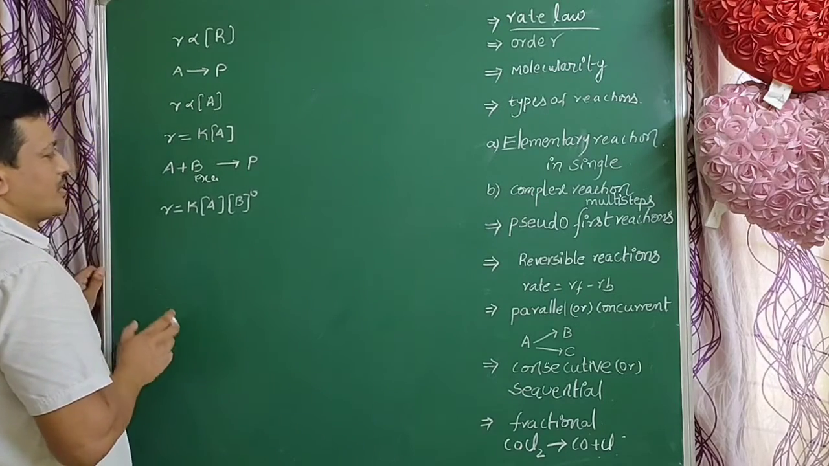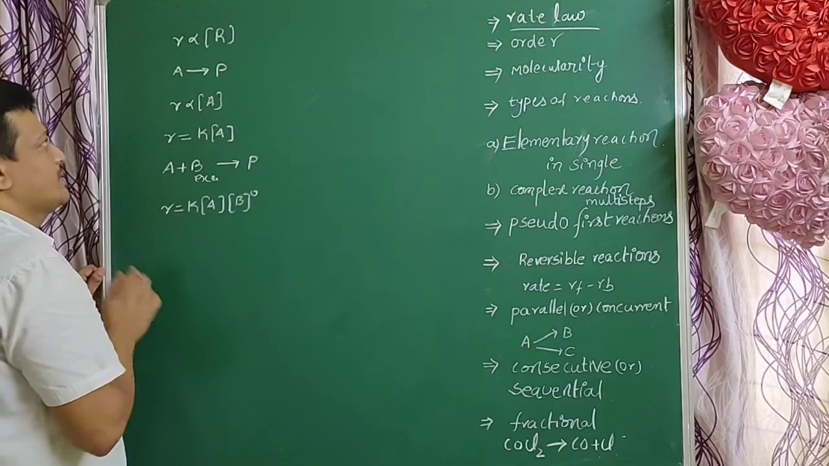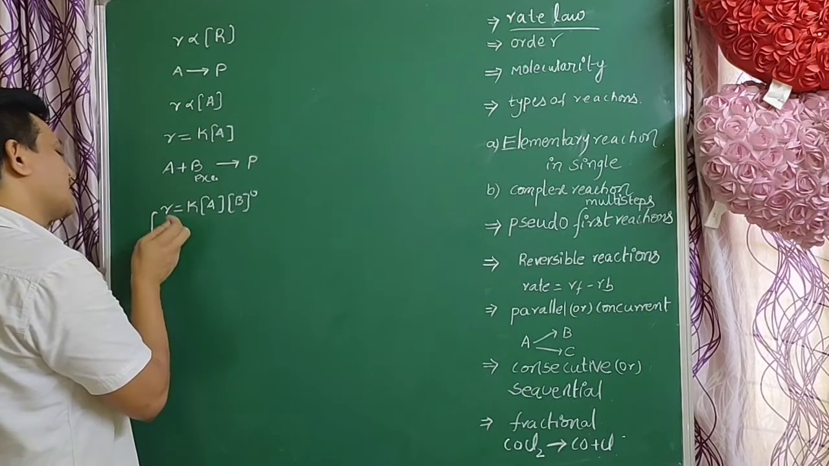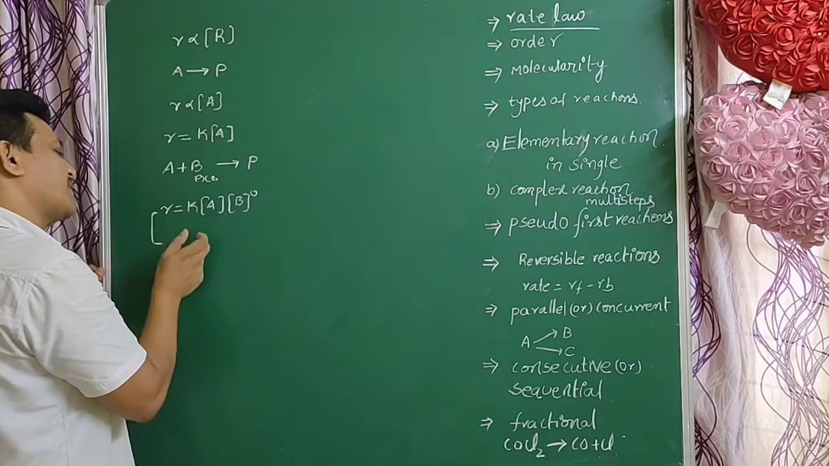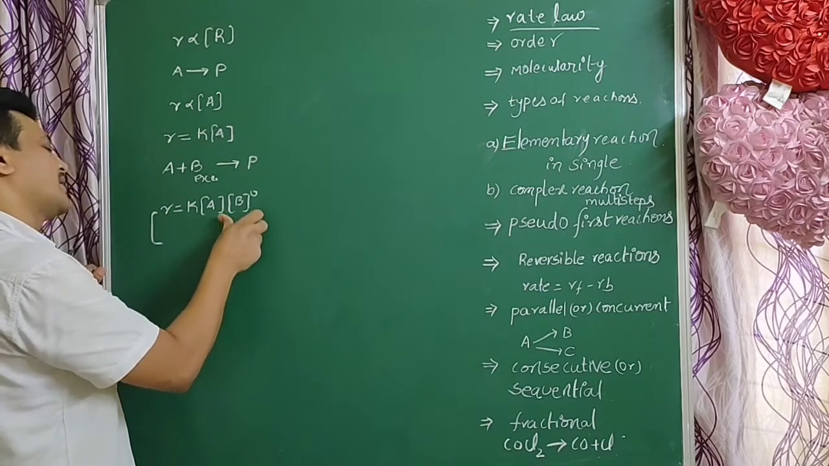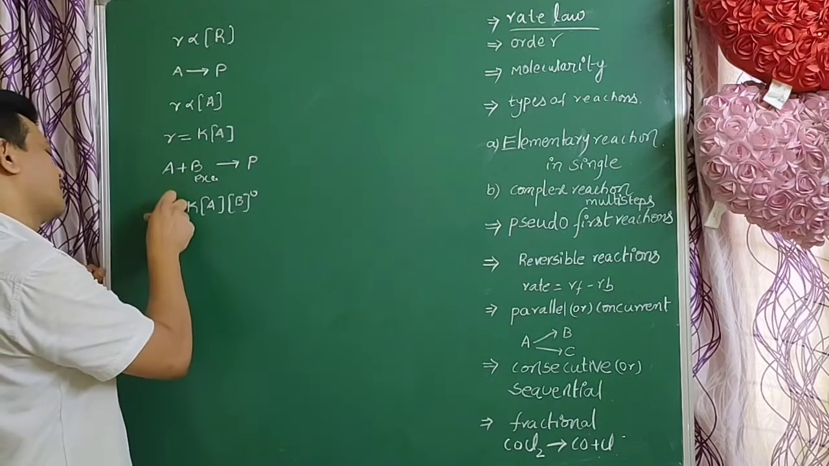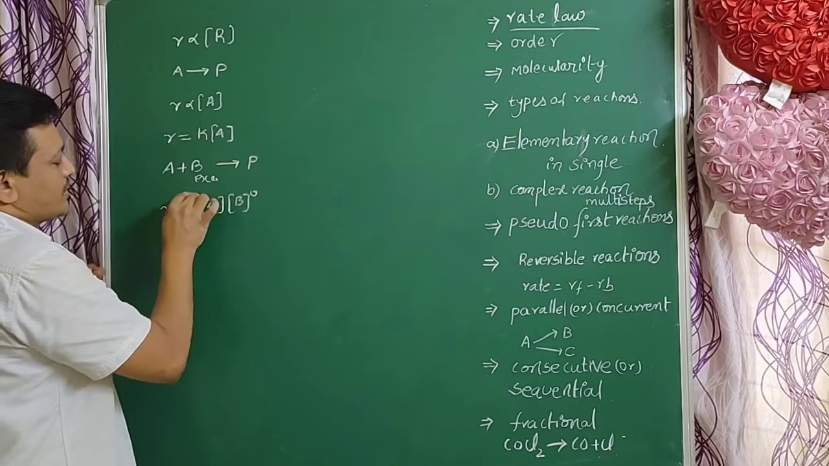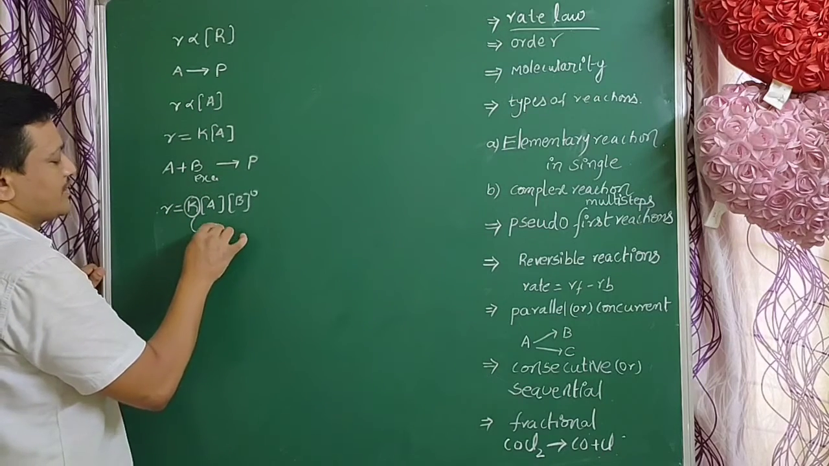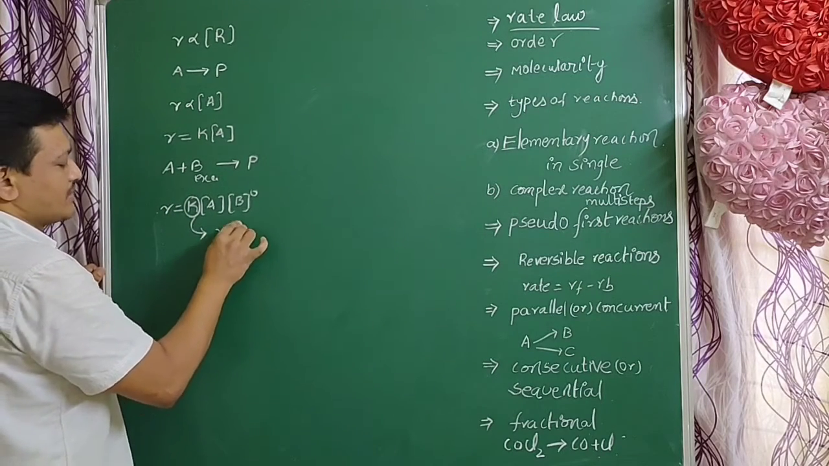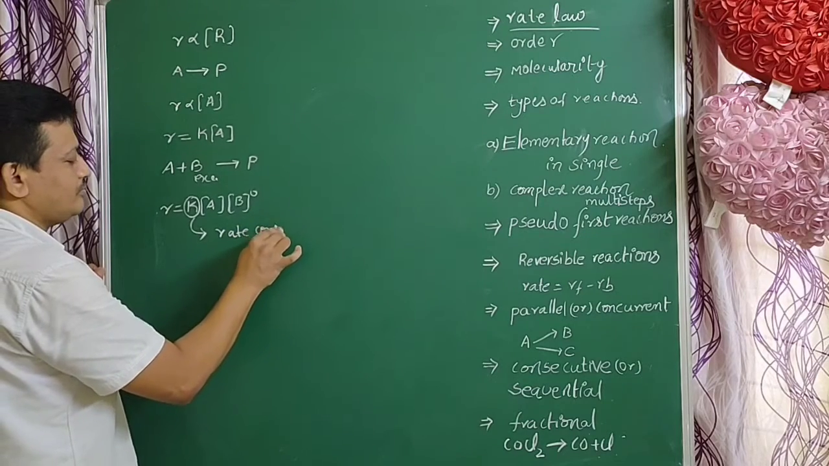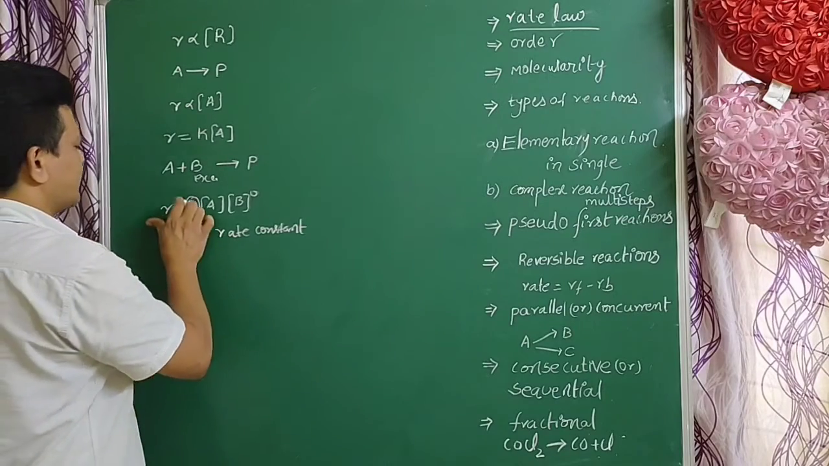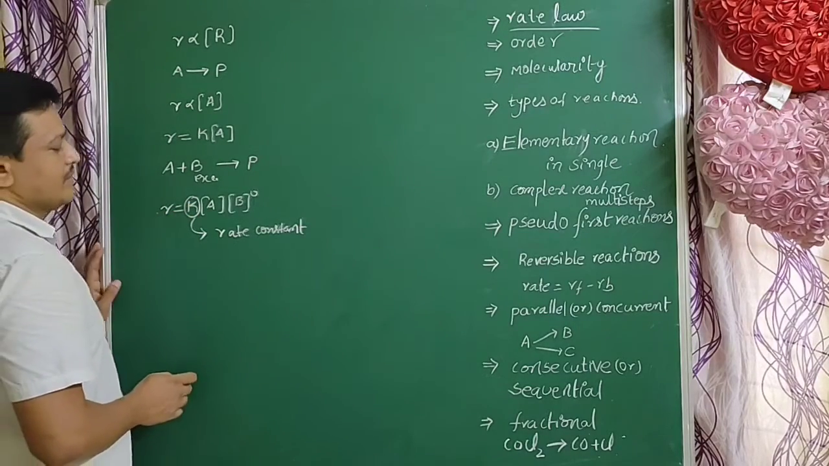That is a very important point. The rate equation or rate law is obtained experimentally; it cannot be written theoretically. Here K is the proportionality constant, that is the rate constant, a very important constant.